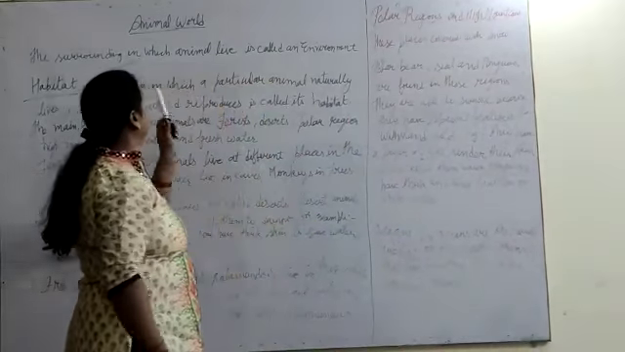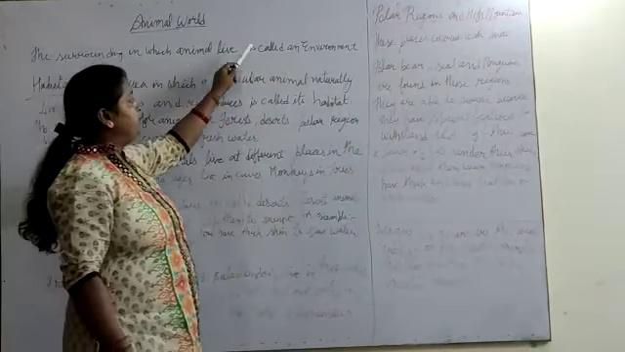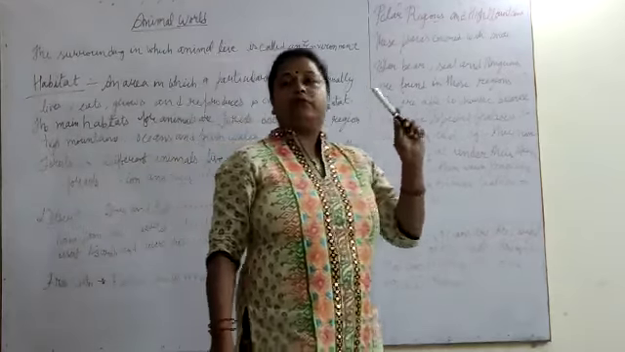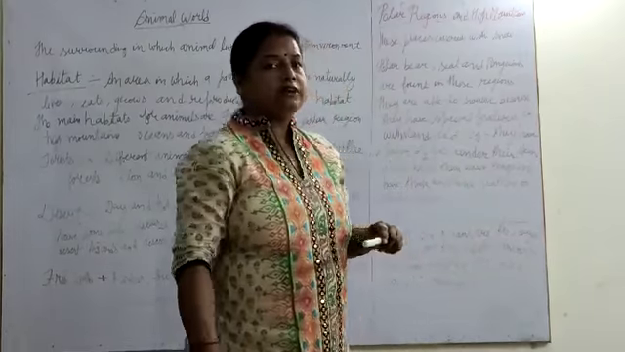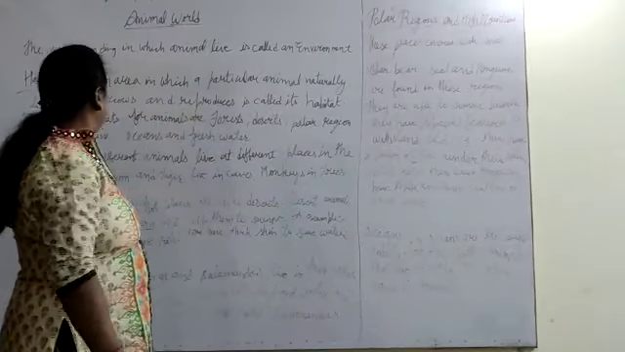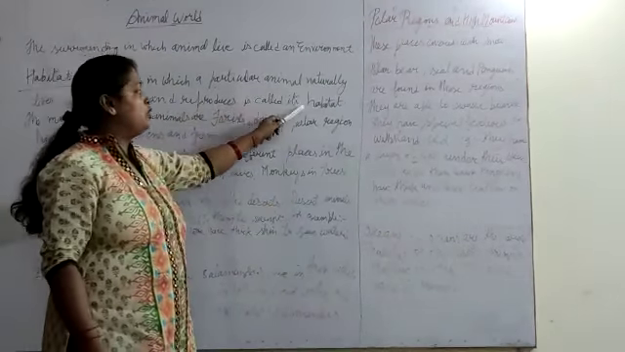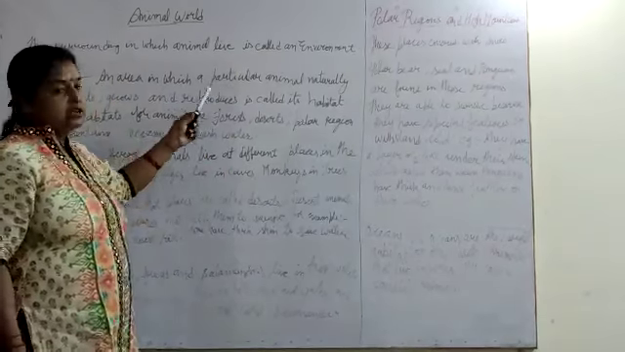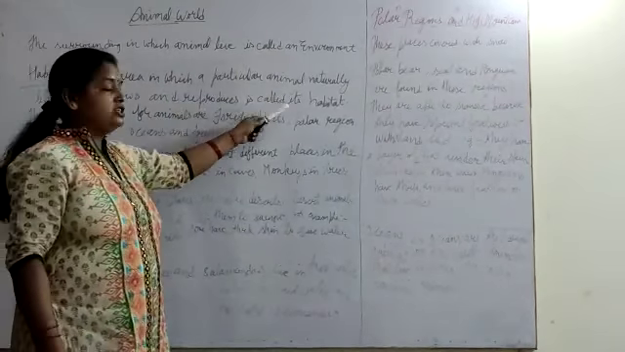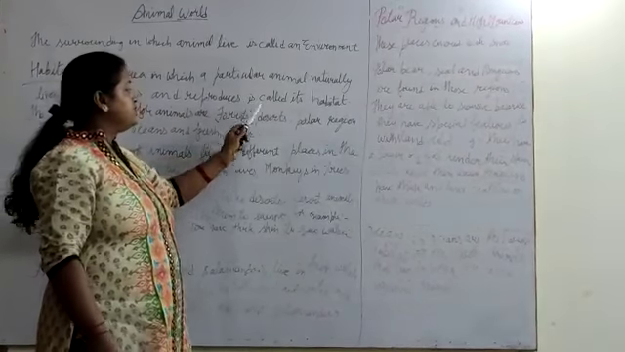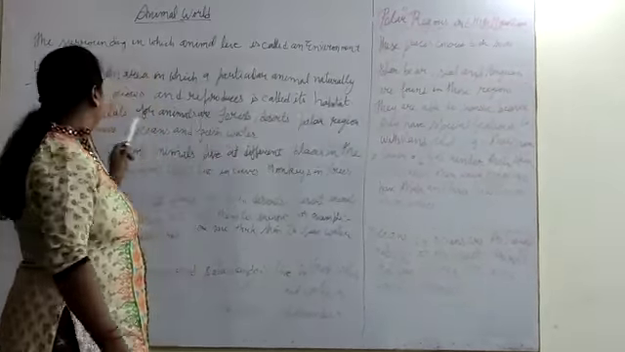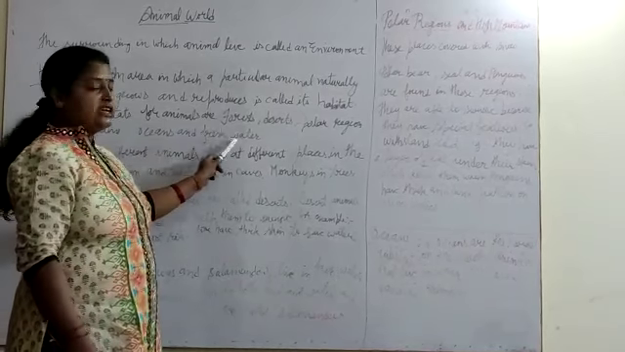So in today's class I explained that the surrounding in which animals live is called an environment, and the forest is a habitat for wild animals. They can easily survive in the forest area. Where they naturally live, eat, grow and reproduce is called a habitat. The main habitats for animals are forests, deserts, polar regions, mountains, oceans and fresh water.